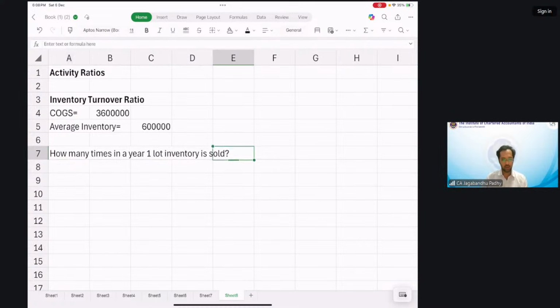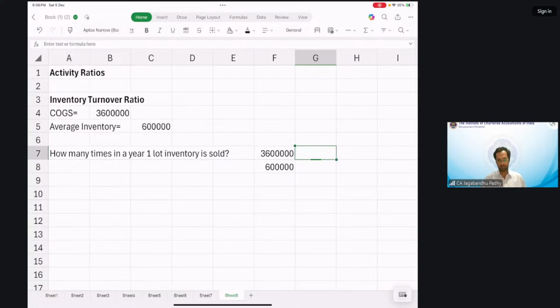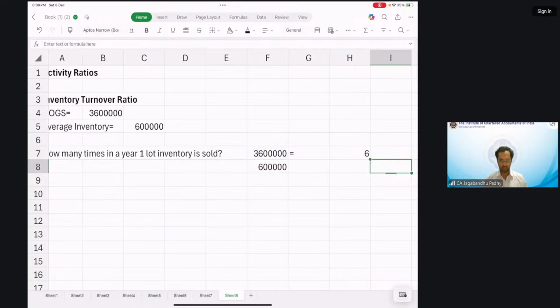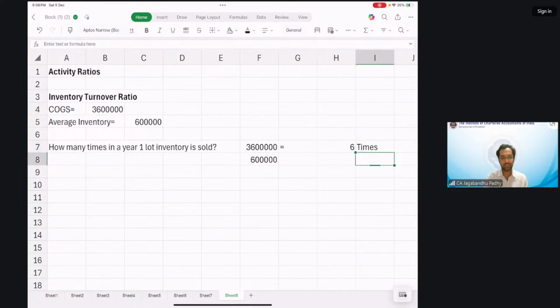Because the entire COGS is 36 lakh and one lot is 6 lakh. We are having an average inventory level of 6 lakh. So how many times are we really selling one lot of inventory? It is 36 lakh divided by 6 lakh. Can I say it is 6 times? So we are selling this average inventory 6 times. 36 lakh COGS divided by the average inventory of 6 lakh is 6 times.